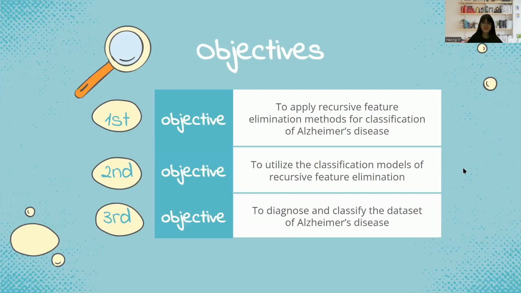Here are the objectives of our project. The first objective is to apply recursive feature elimination methods for classification of Alzheimer's disease. Next, this project is also to utilize the classification models of the recursive feature elimination, and lastly, to diagnose and classify the data set of Alzheimer's disease.